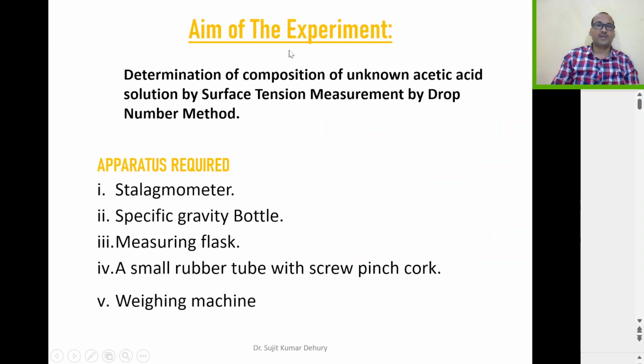So let's talk about the aim of the experiment. Determination of composition of unknown acetic acid solution by surface tension measurement by drop number method. So what are the apparatus required? We need stalagmometer, specific gravity bottle, measuring flask, a small rubber tube with screw pinch cork and weighing machine.